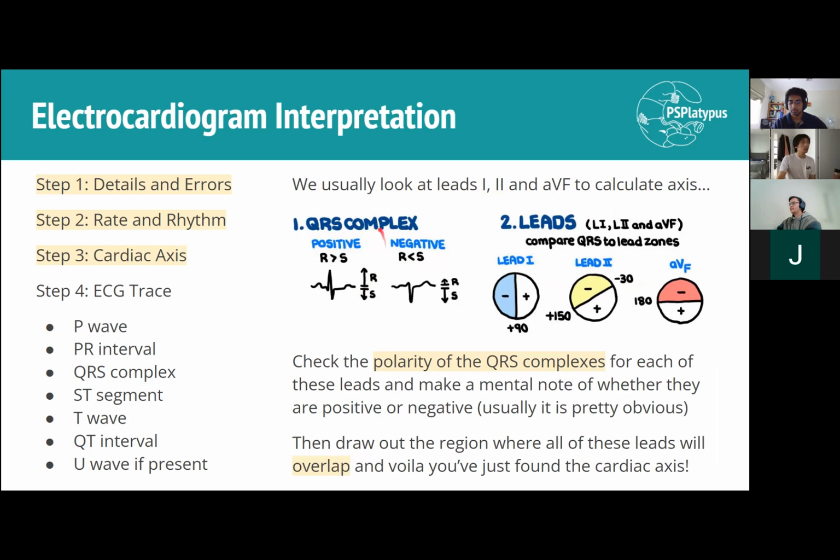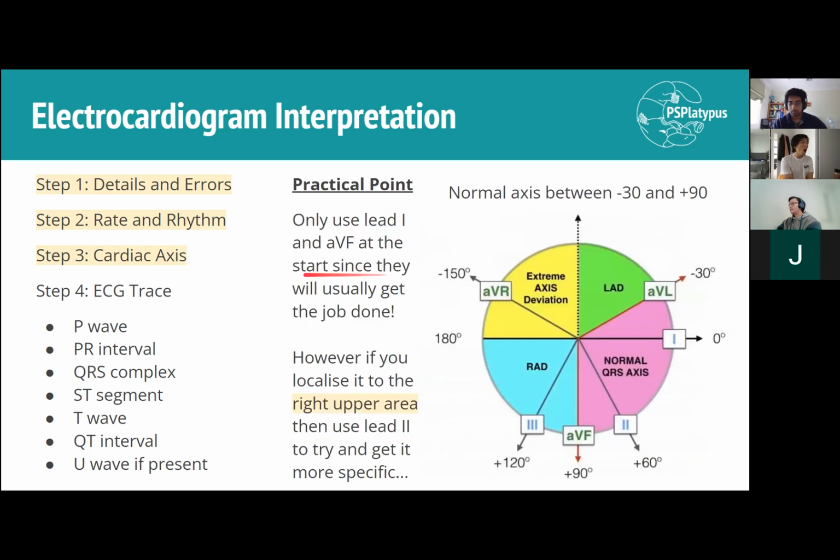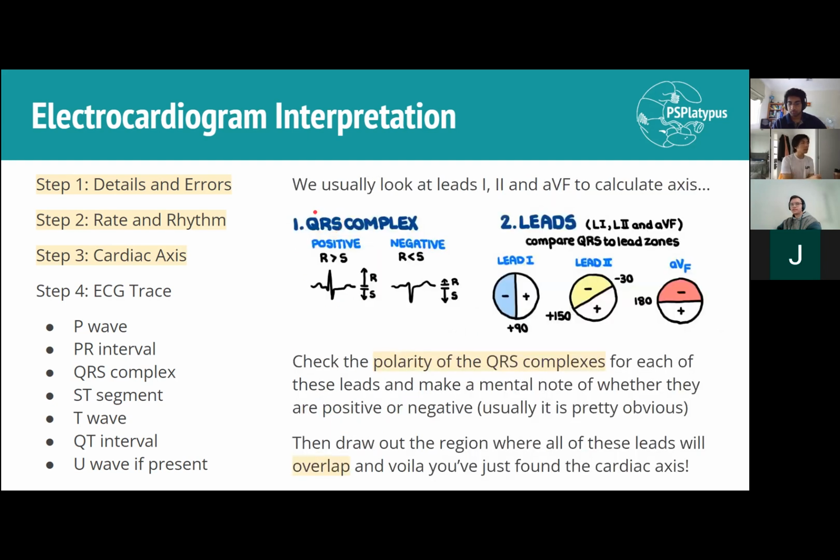The way you do this is first you look at the QRS complexes of 3 major leads, really 2 at the start and then the other one later. So I'll maybe go to this slide first. You look at lead 1 and AVF and you think about the QRS complexes. Is it positive or is it negative? Positive means that the big R wave is taller than the S wave going down. Negative means that the R wave seems to be smaller than the S wave going down.